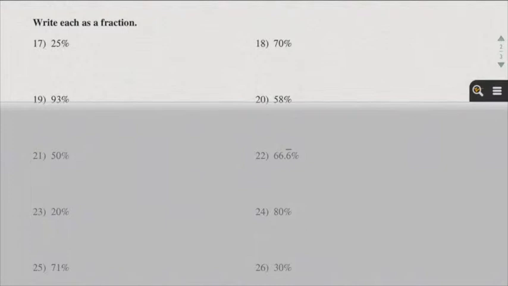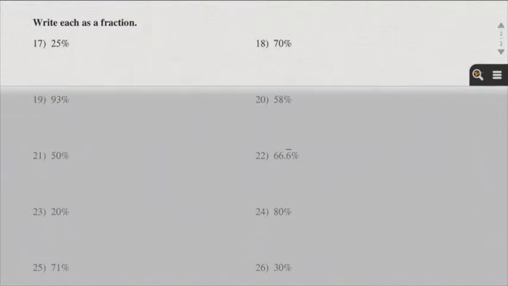Okay, number 17. Now they want us to write these percents into fraction form. Like I said in the beginning, the percent sign means out of 100. So for number 17, you could read this as 25 out of 100, or 25%. So what we want to do is write these as fractions.